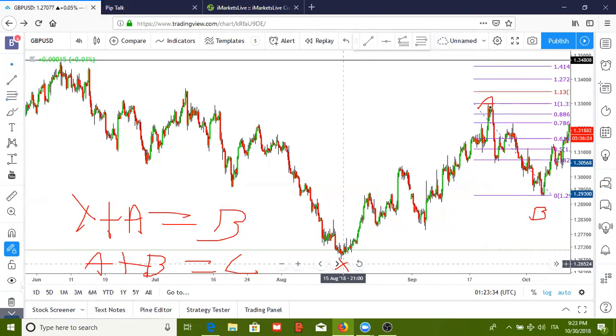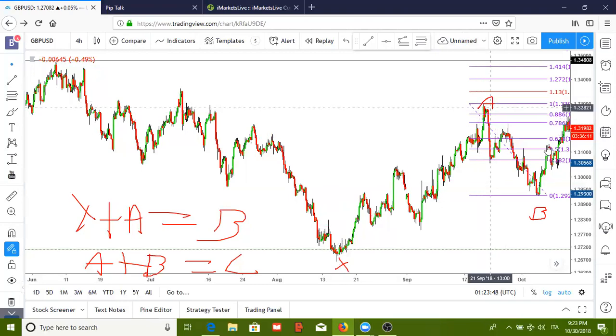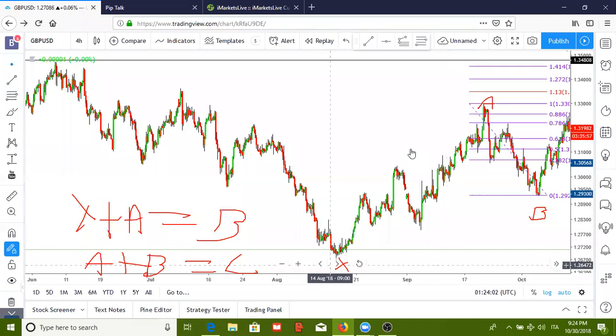That B leg held and price continued to push up. Now that I see price continue to push up, I don't want it to pass my A leg. Technically, it could. I have two options still, the cipher or the bat. If this A leg doesn't get broken, then I'm looking for a bat. If price proceeds to go above the A leg, I'm looking for a cipher pattern. So now let's see what we get.